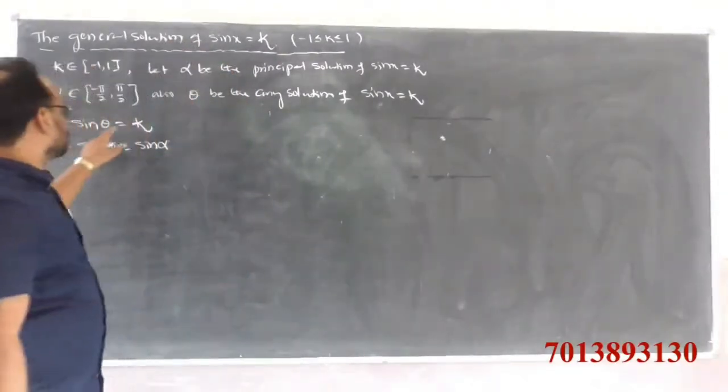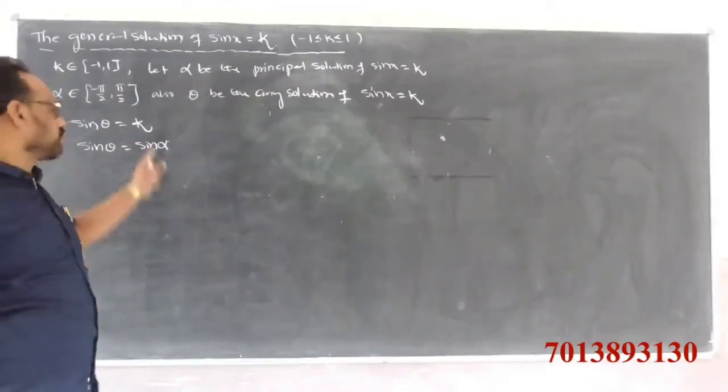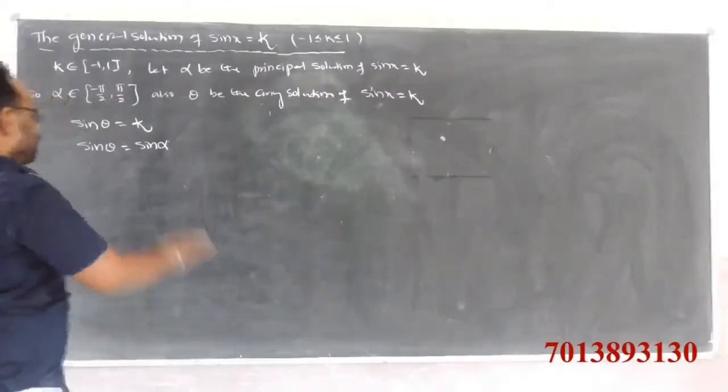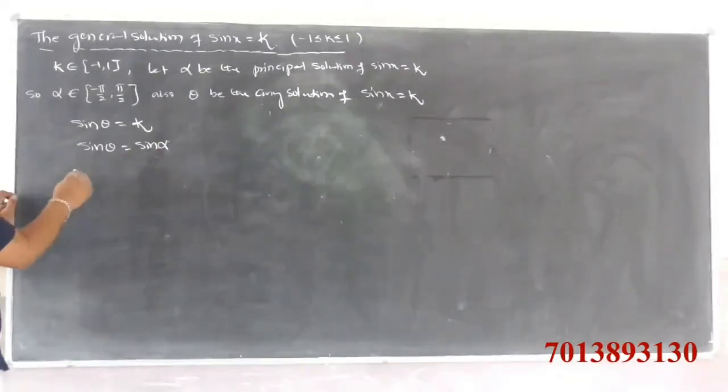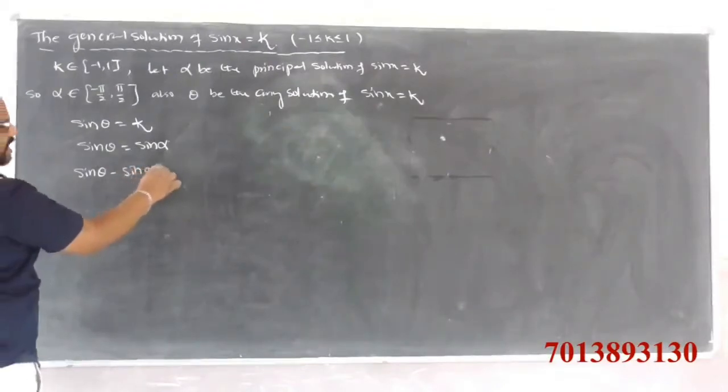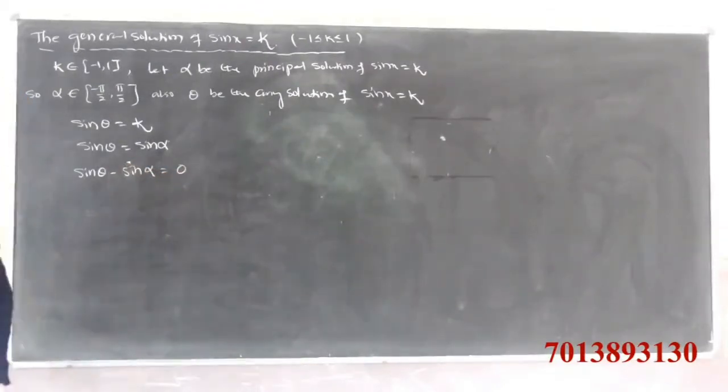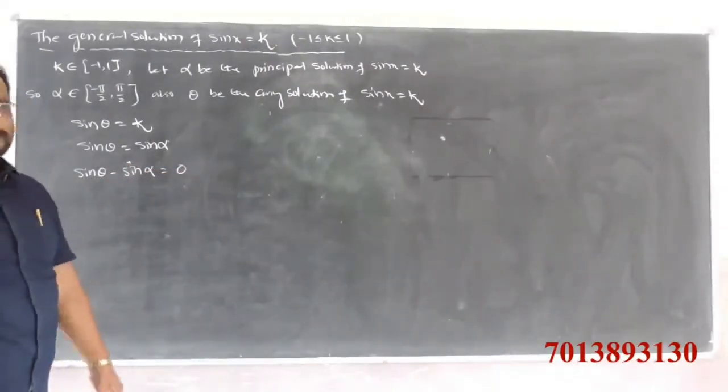So sin theta is equal to k means sin alpha. We don't know alpha, so sin alpha. If you transfer sin alpha from RHS to LHS, clearly it becomes a negative quantity. That is, sin theta minus sin alpha is equal to how much?